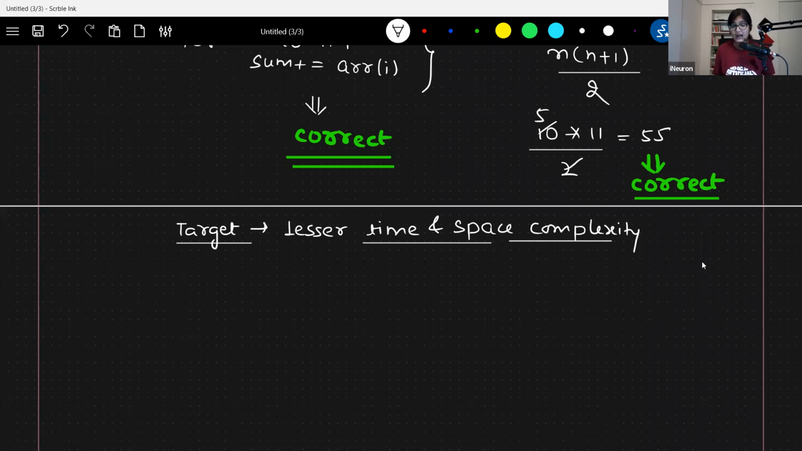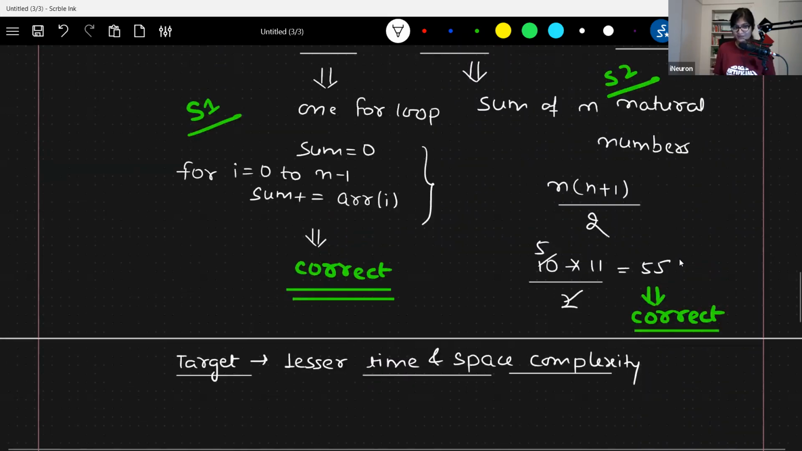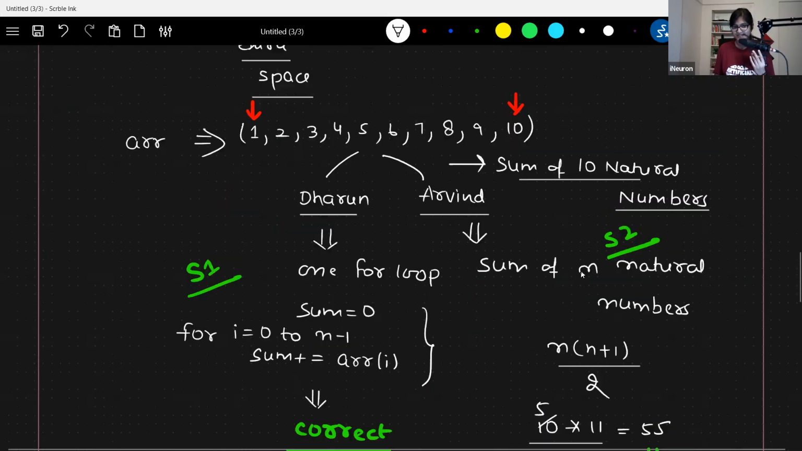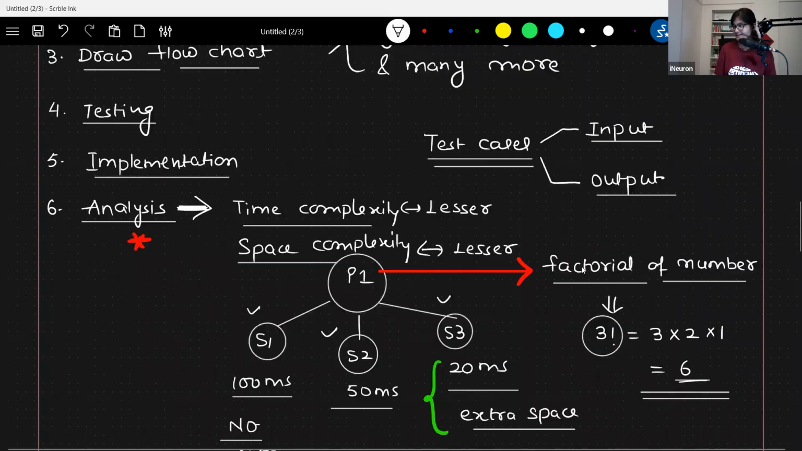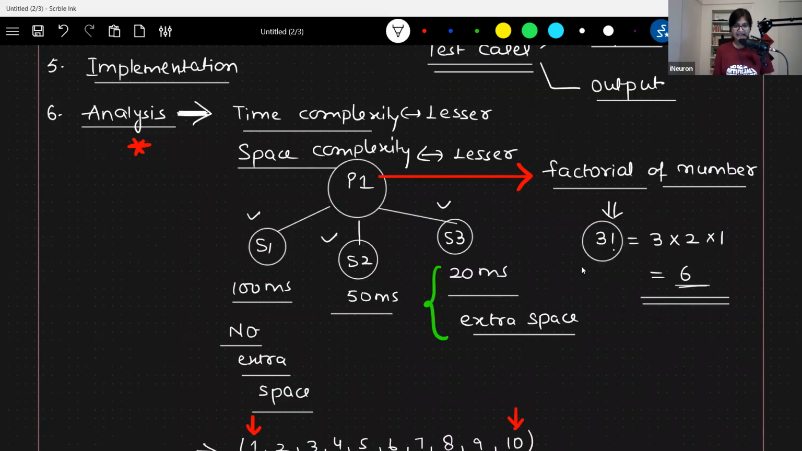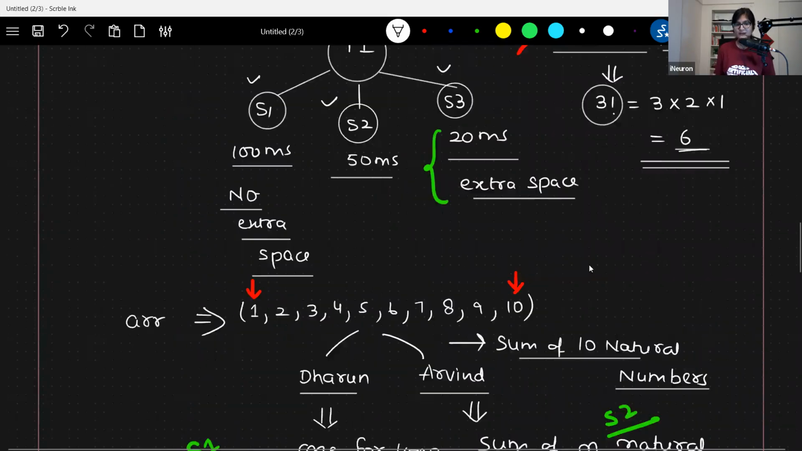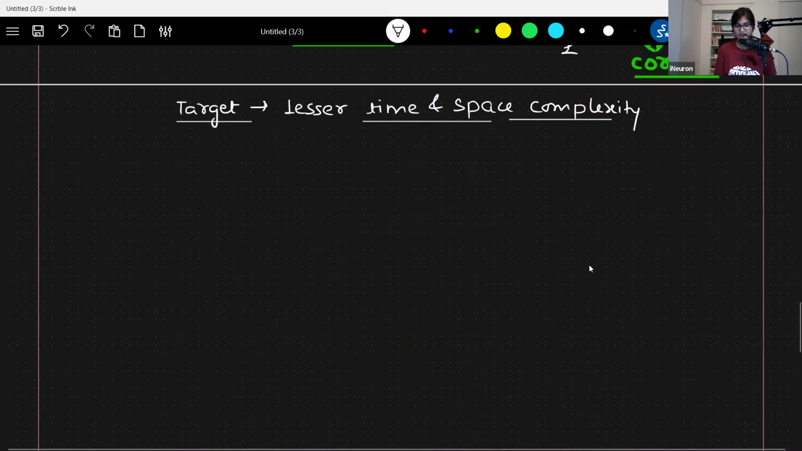Okay. Now, when I was explaining the time complexity, I have just written down these numbers in terms of milliseconds. But actually, time complexity and space complexity will be represented in terms of something called asymptotic notations.